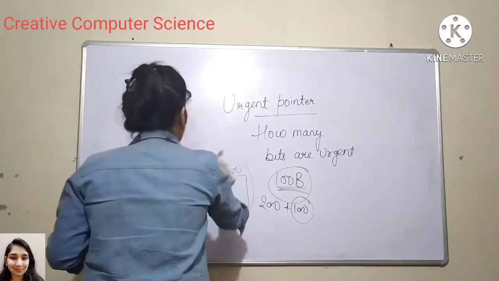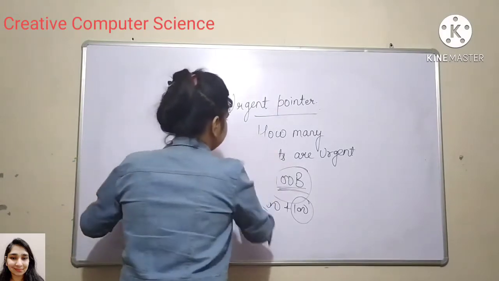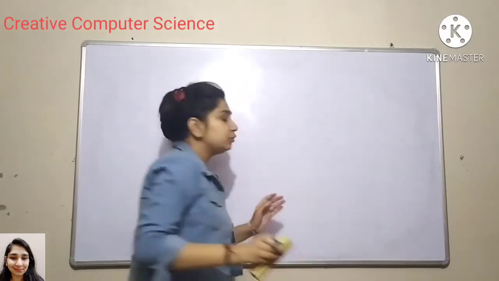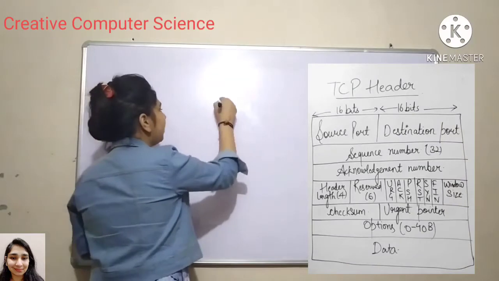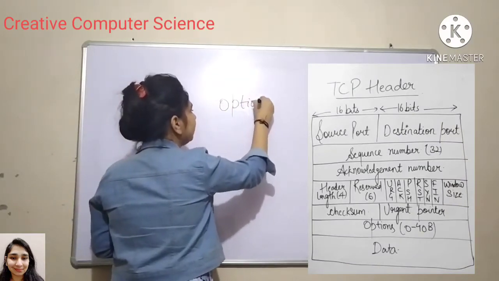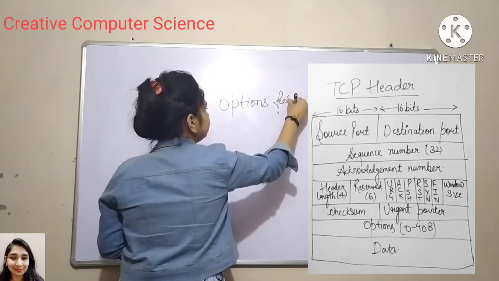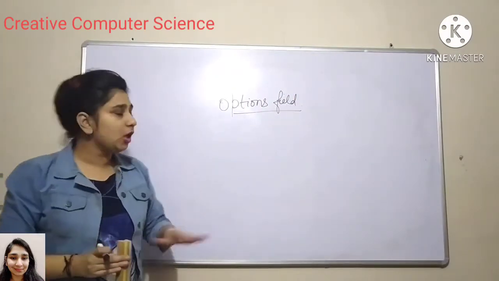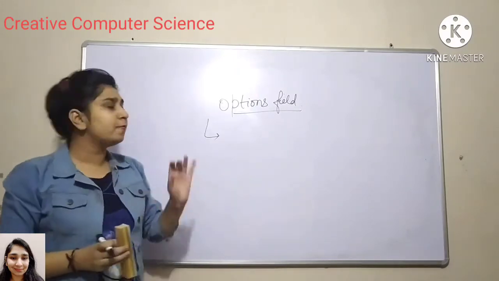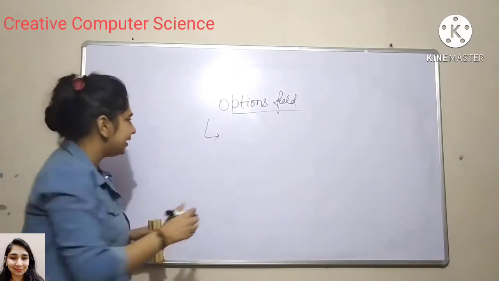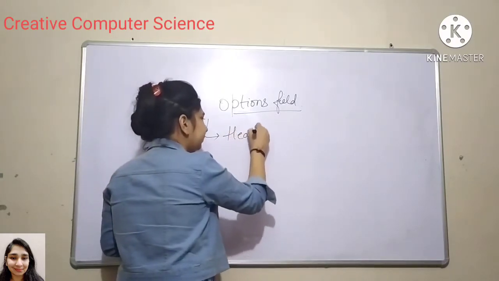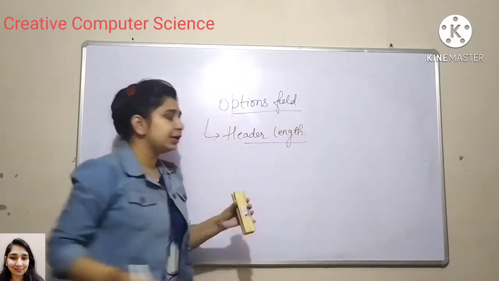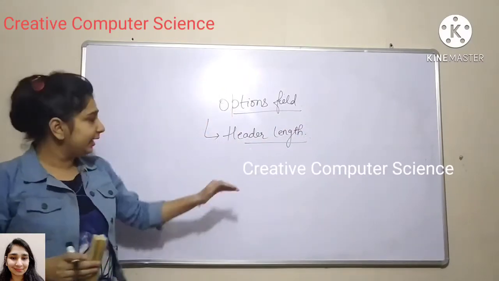Now let's discuss what the options field is and the purpose of using the options field. The first use of the options field is related to header length.